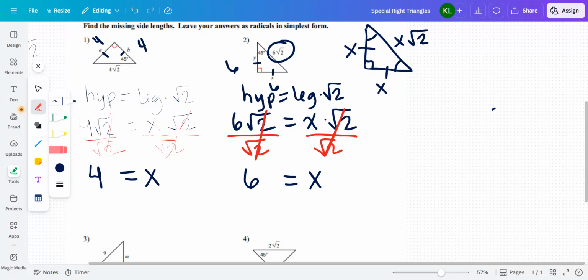Now, some kids are really good about just looking, and whenever your hypotenuse is something times the square root of 2, they just automatically see that leg value is whatever that whole number is times the square root of 2. Sometimes it's not so straightforward, though.